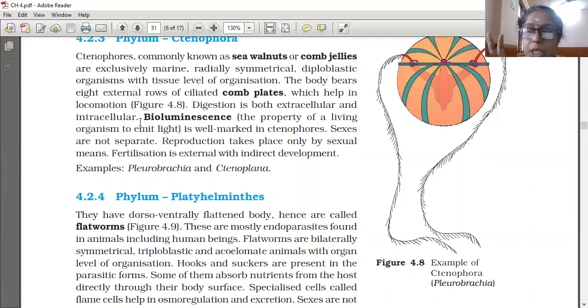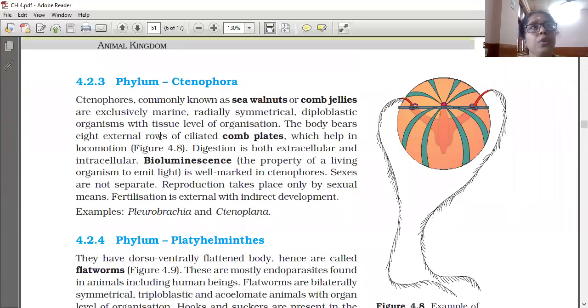So these are the characteristics. It is a very short phylum. You have to learn the characteristics of the phylum, and at the same time the examples also. Direct questions like "describe phylum Ctenophora" are very rarely asked. They ask about the characteristics of Pleurobrachia or Ctenoplana, and then you have to understand which phylum it belongs to. Then only can you write its characteristics. Got it?